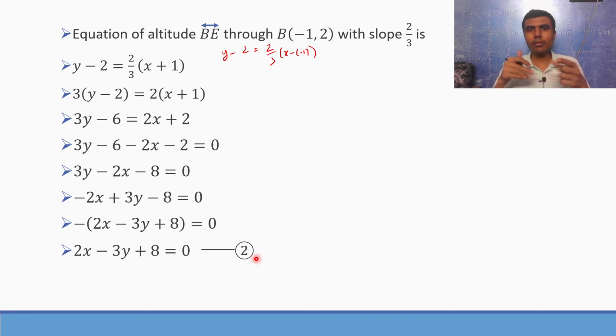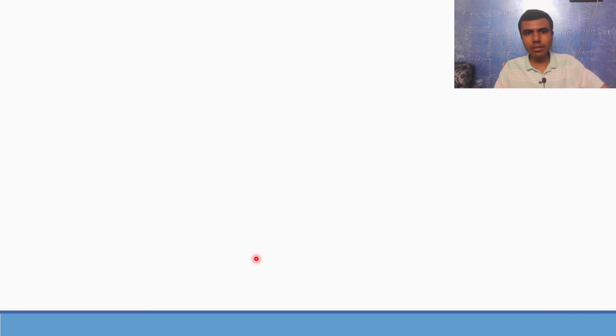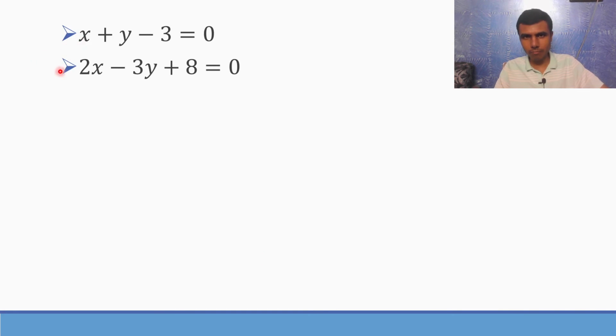Okay, so I got my equation of altitude AD and BE as well, altitude BE. Now what is the orthocenter? The point of intersection of these two altitudes. That means if we solve these two equations, our work is done.